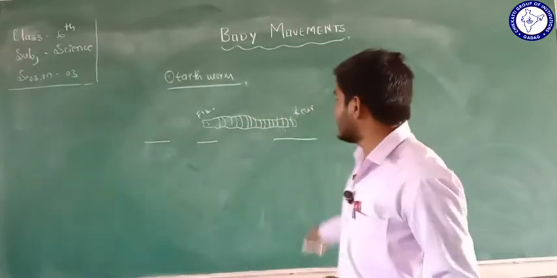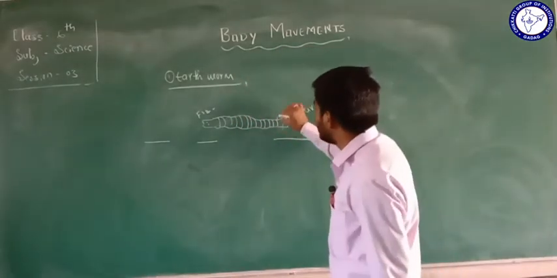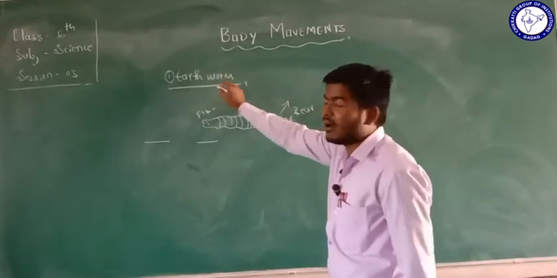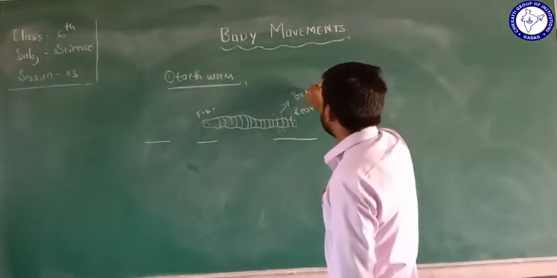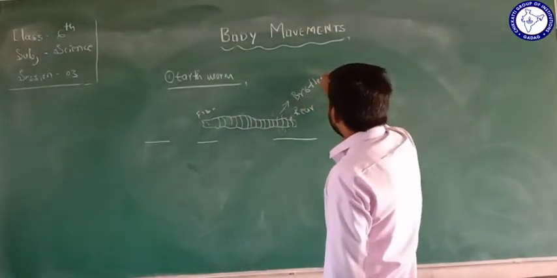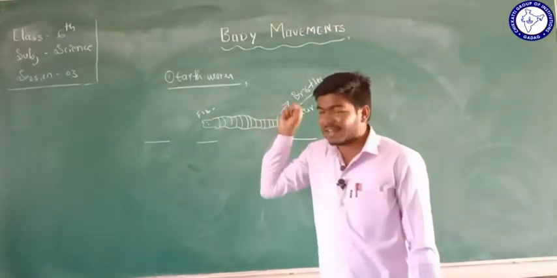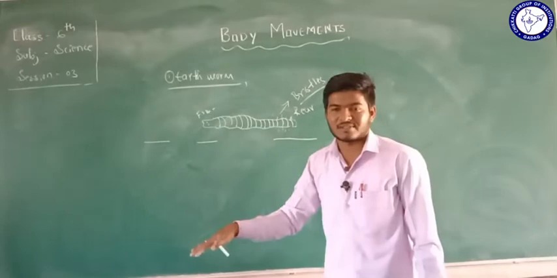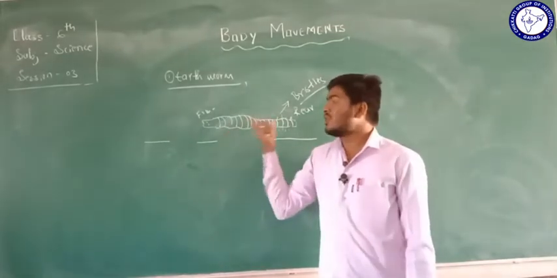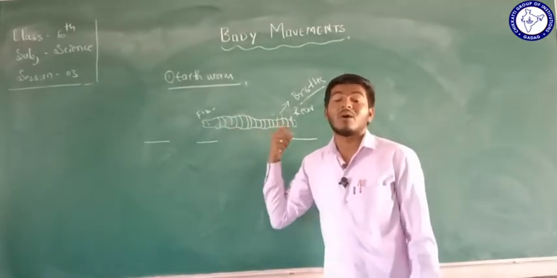And the number of hair-like structures which are present on the earthworm body are called bristles. Bristles are helpful to stick its body to the earth surface. Is it clear? So this is the movement of the earthworm, how it moves.